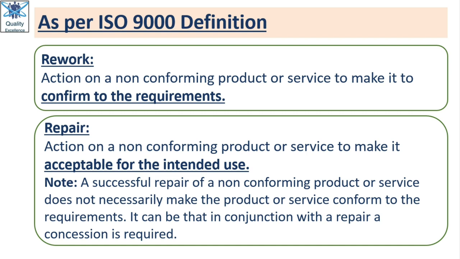And as far as repair is concerned, there is a note given: a successful repair of a non-conforming product or service does not necessarily make the product or service conform to the requirements. It can be that in conjunction with a repair, a concession is required. Meaning here it will not be conforming to the customer requirements, and here you have to apply for concession or deviation, and if it is approved, then you can repair the part.